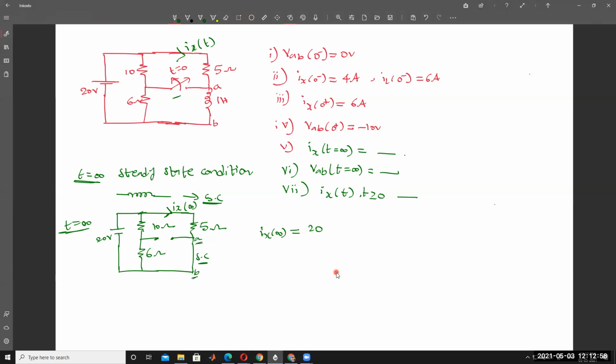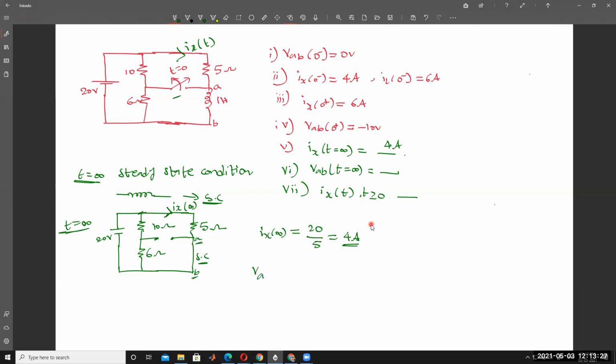Understood? Then under steady state conditions, the inductor acts as a short circuit, and the 10 ohm and 6 ohm resistors become series, and this 5 ohm resistor is in parallel. Then I is equal to V by R, so Ix of infinity is equal to 4 amps. Understood? Then the next question, VAB at t equals infinity.